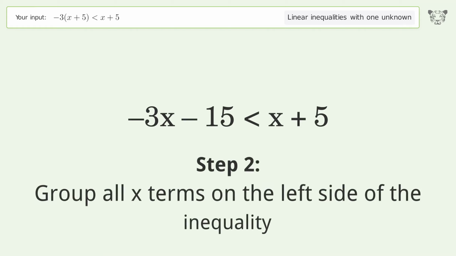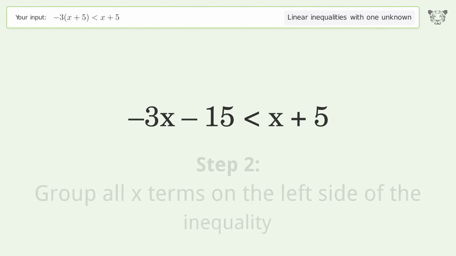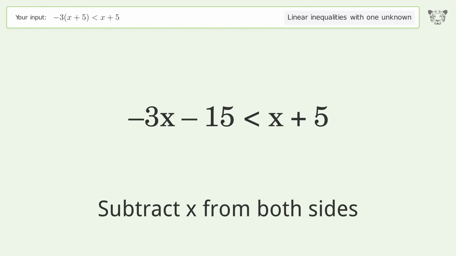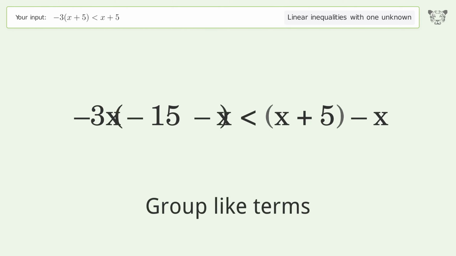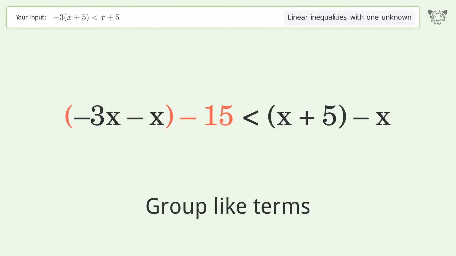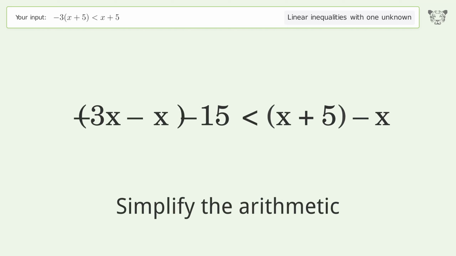Group all x terms on the left side of the inequality. Subtract x from both sides. Group like terms. Simplify the arithmetic.